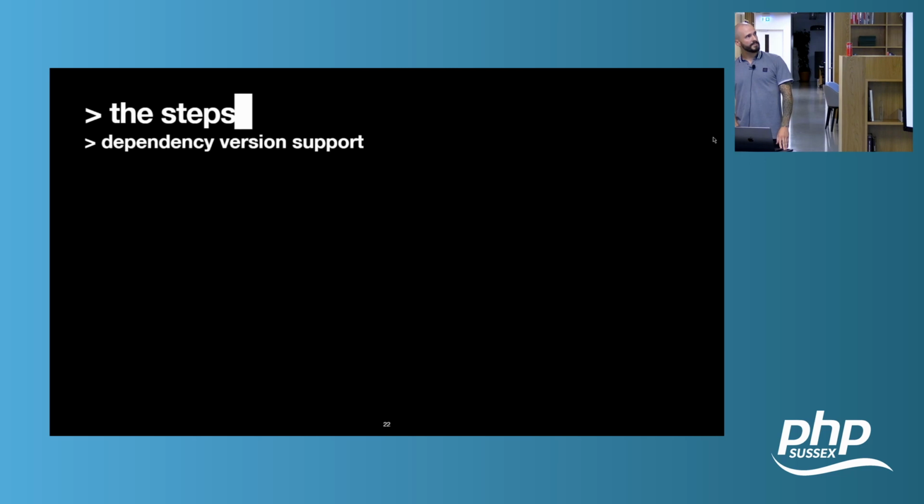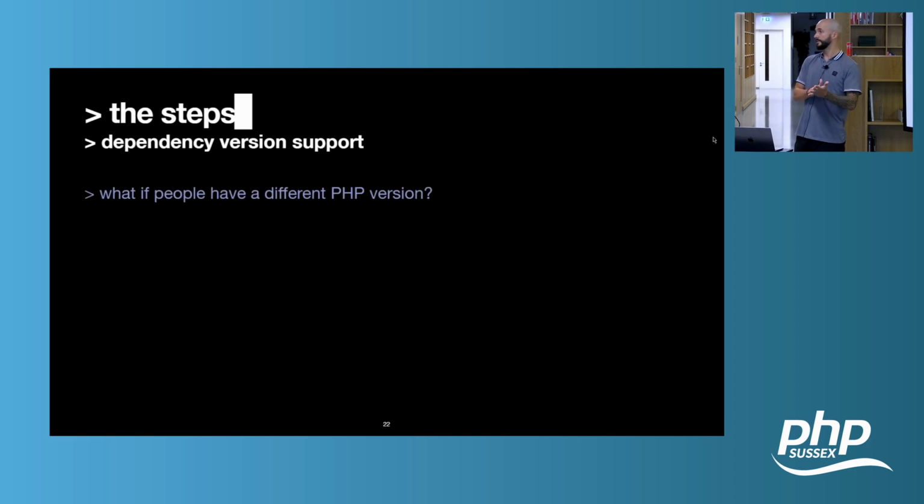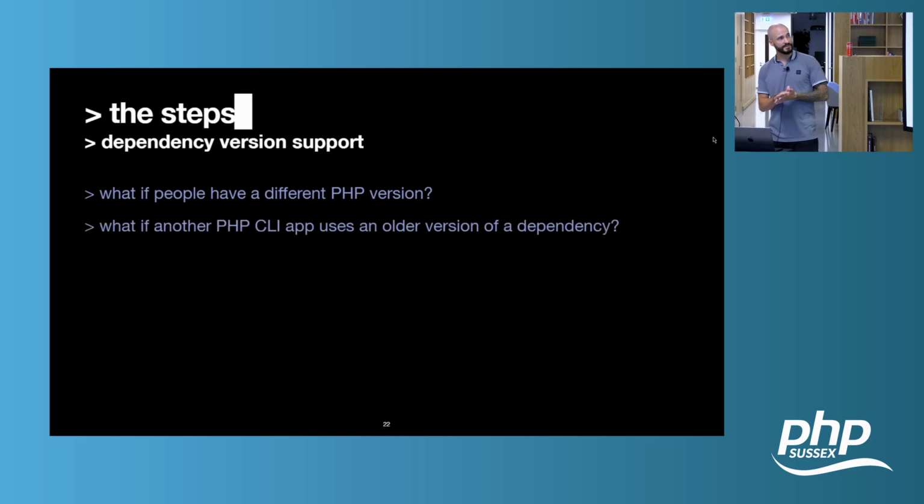Which brings us to dependency version support. What we're doing here is allowing other people to install our application globally on their computer. But that bears a couple of questions. The first question is, what if they have a different PHP version than ours? And the second question is, what if there is already another PHP console application on their computer using the same dependency as us, but a different version, potentially an older version? Because we've got no way of knowing that, right?